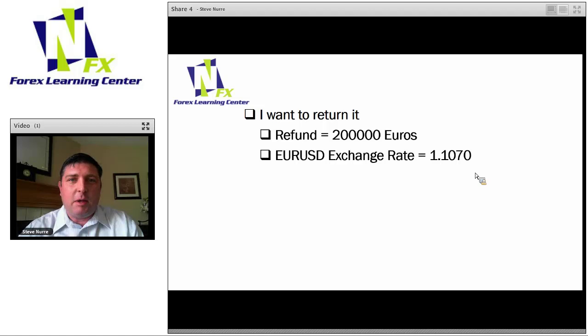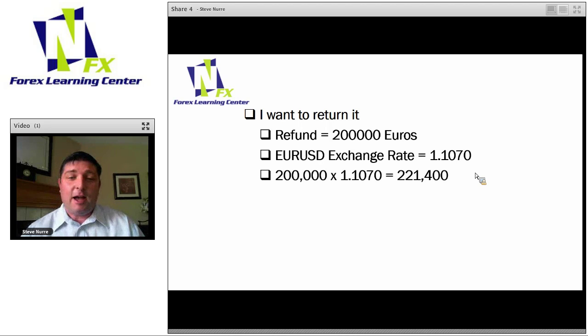If they're going to wire me back those 200,000 euros into my bank account, remember, it has to be exchanged back into dollars. Would this exchange rate going up, which means the dollar has gotten weaker, be a good thing or a bad thing? Actually, for me, that would be a good thing, because they're wiring euros back into my account and exchanging them into dollars. As I did, I had exchanged these dollars into euros at 1.0970.